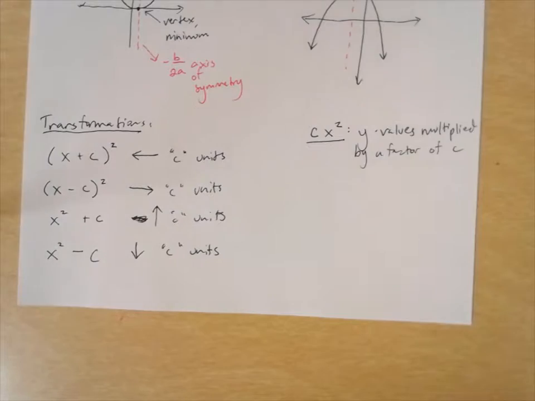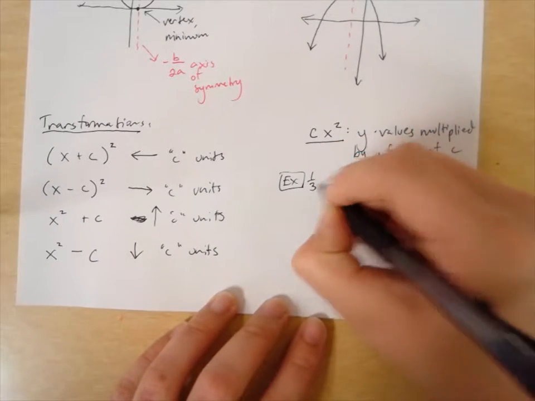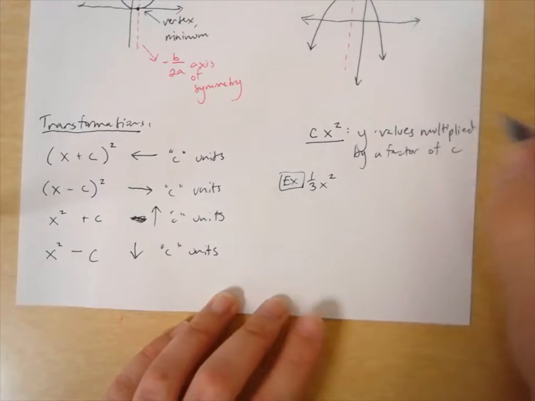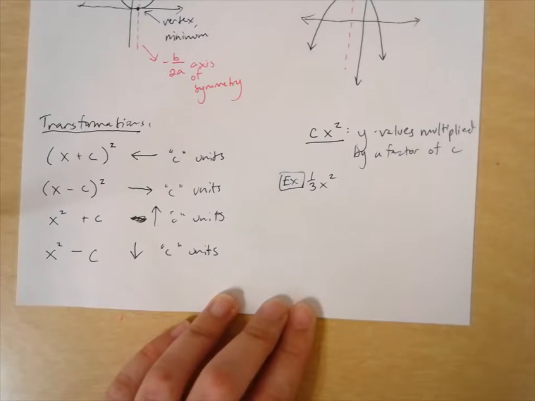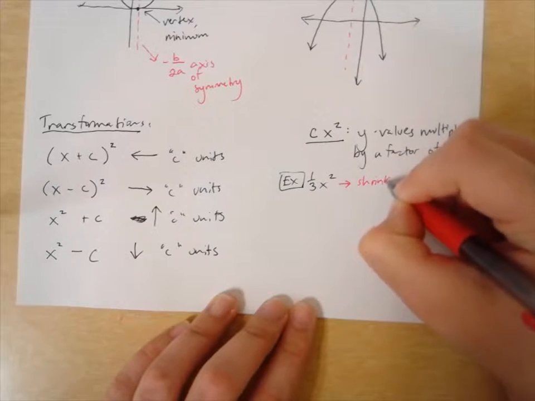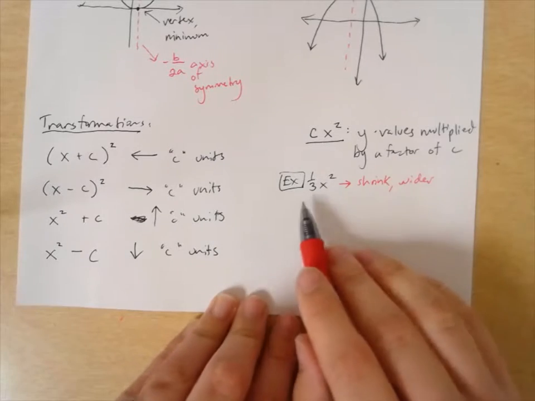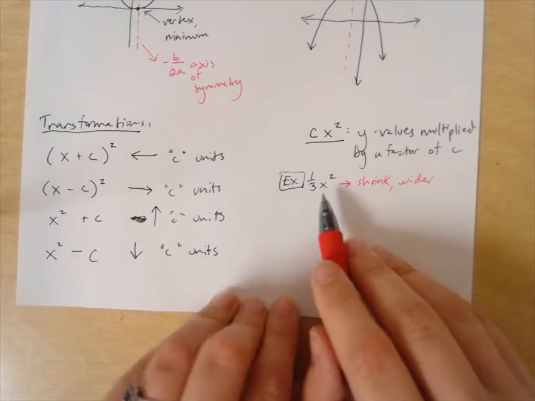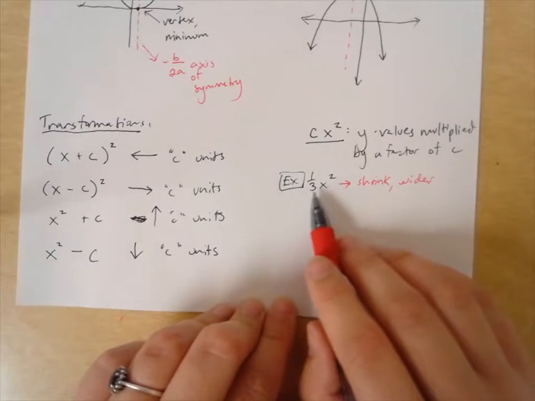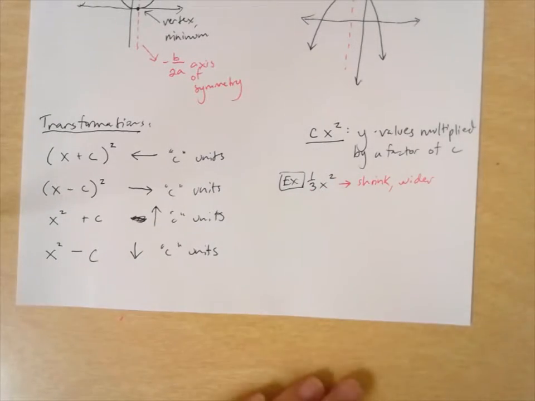What that means is, if we have, for example, 1/3 x squared, we would call that a shrink, and your graph would get wider because every y value would be multiplied by 1/3. Every y value would get smaller than the parent function, and so our values would go out wider.